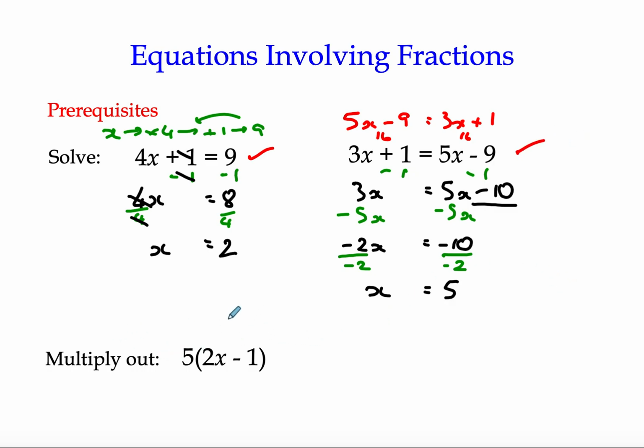So my value is correct. Just quickly going on to the multiplying out brackets. Hopefully you've got 5 lots of 2x minus 1. 5 multiplied by 2x minus 1 can be written out without brackets by simply saying we've got 5 lots of 2x is 10x and 5 lots of -1 is -5. Hopefully you remember doing that. So we're going to need all that as we go on. So let's just go on to our first example.